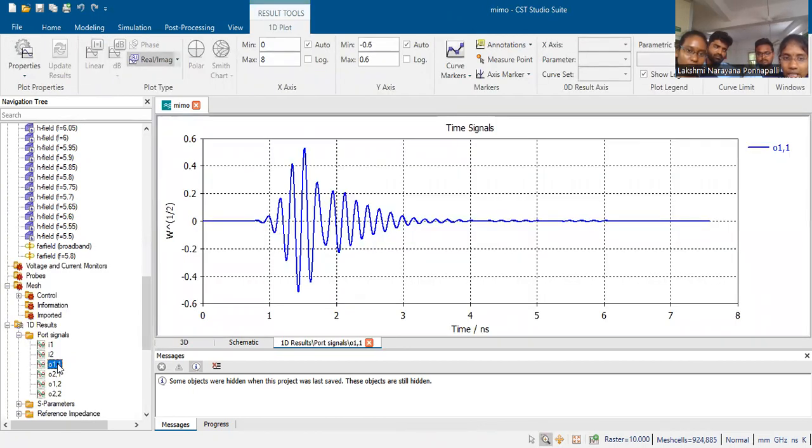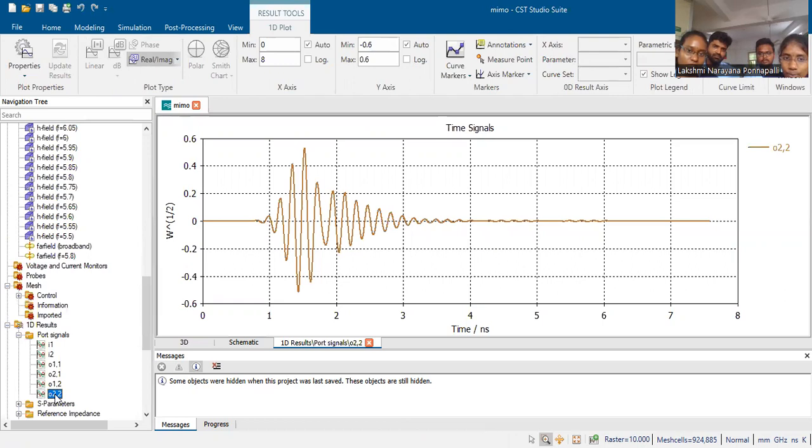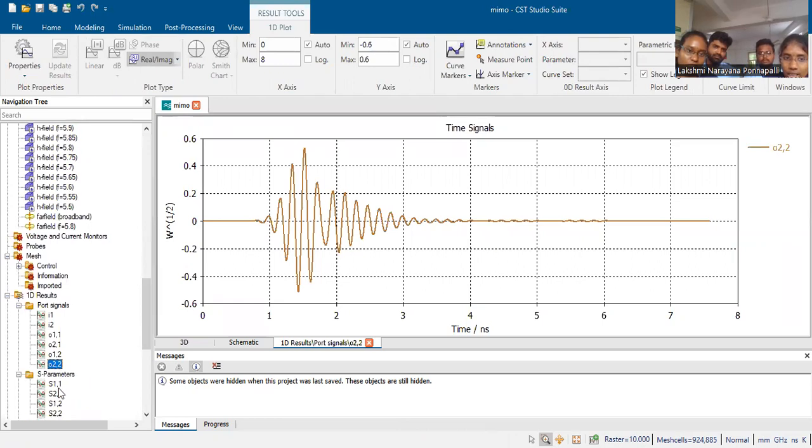These are the graphs we obtained at the 2 ports. With respect to port 1 we are explaining port 2, and with respect to port 2 we are explaining port 1. These are the different port signals we obtained in this project. Those are the S parameters.